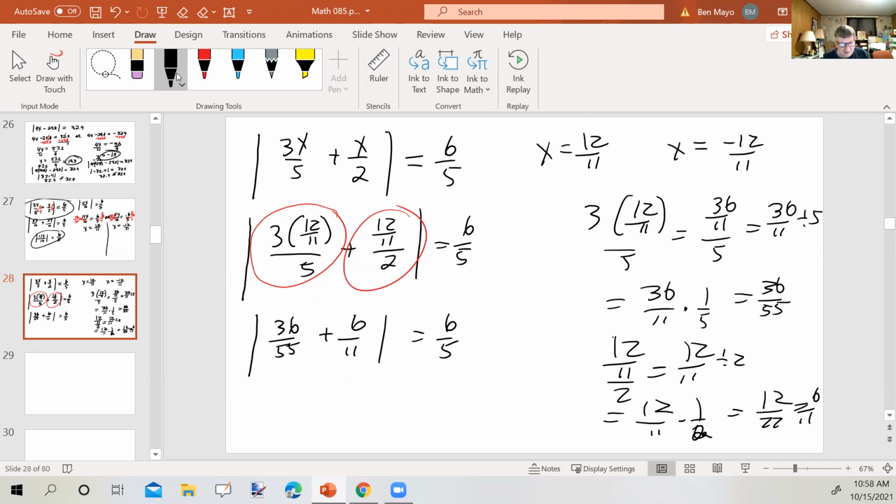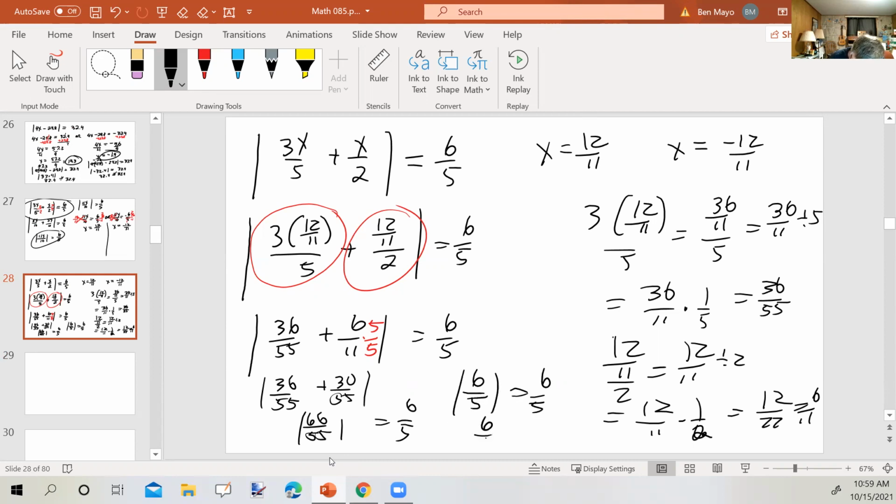Still with me? Common denominator, 55. I've got to multiply by 5 over 5. So I've got 36/55 plus 30/55, which is 66/55. But with 66/55, I could take out an 11 and reduce it down to 6/5. The absolute value of 6/5 is 6/5, and 6/5 equals 6/5. So it works. Haha.